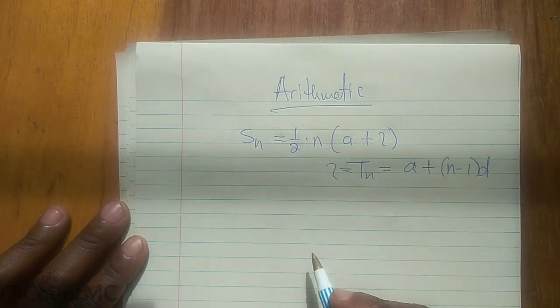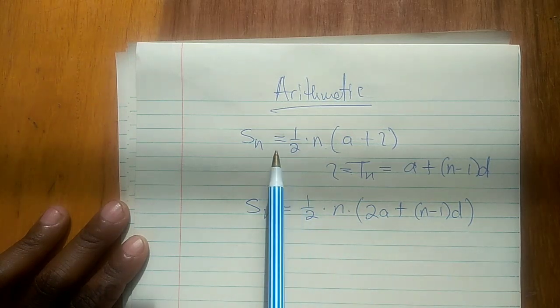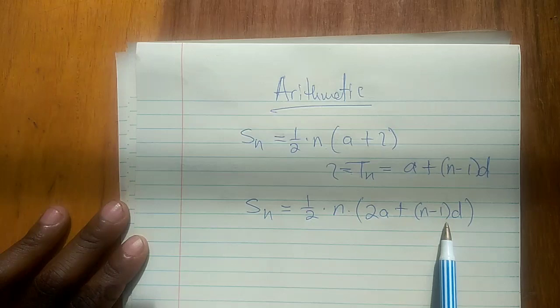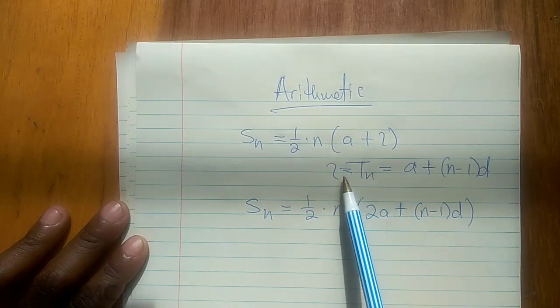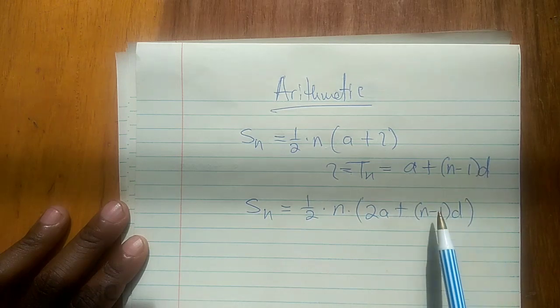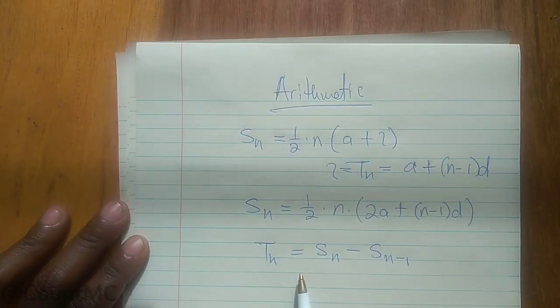Then you'll be able to find our next formula. This will become your new formula. So this formula and this formula are the same. It's just that when you don't know the last term, you substitute L with this, then you'll be able to find this. Now, the last one, we are saying you can use, if you know the sum of series, you can use them to find any term.